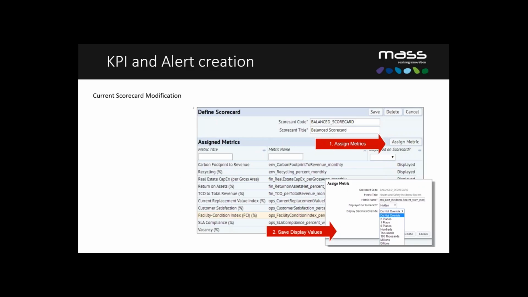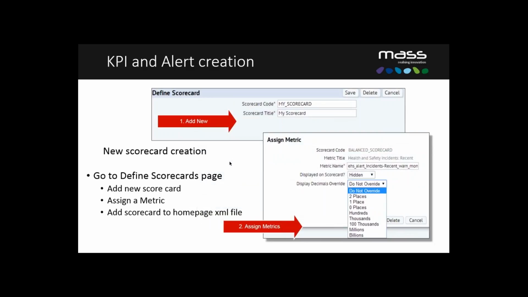The next method is a wee bit more involved, where you actually just add a new scorecard. This is the same page, Add-in Manager, define scorecard, except add a new scorecard. This is where you'll be adding a new scorecard where you want to give it a code and title that you can recognize without too much difficulty. Then go in and assign metrics to it.